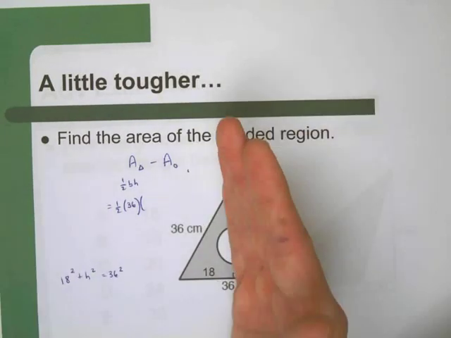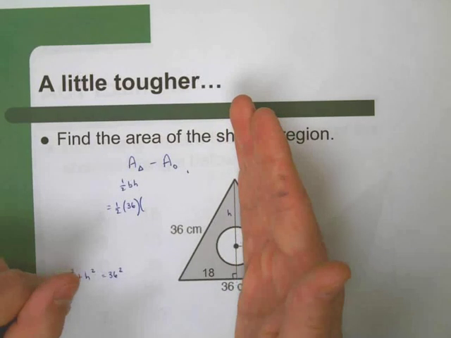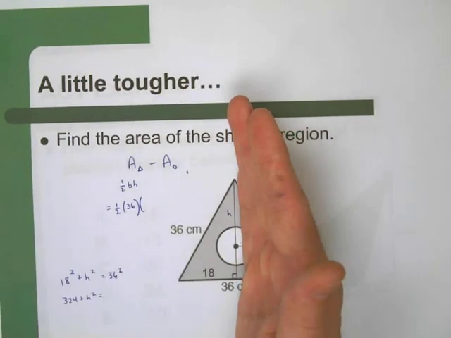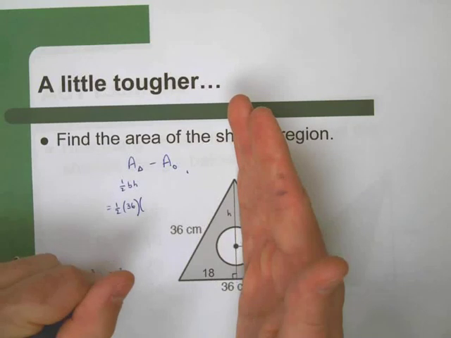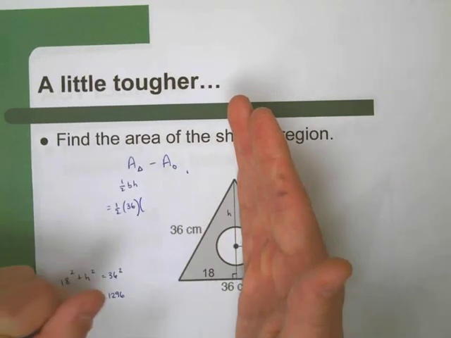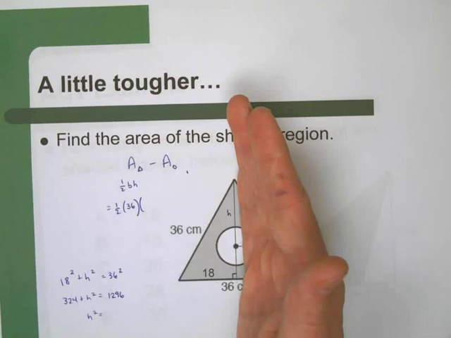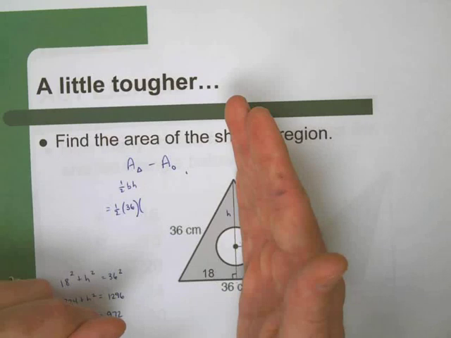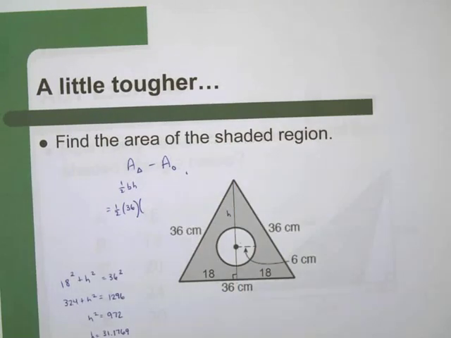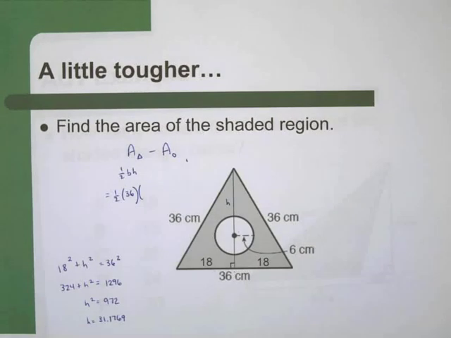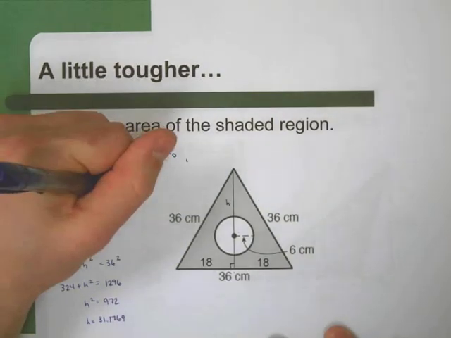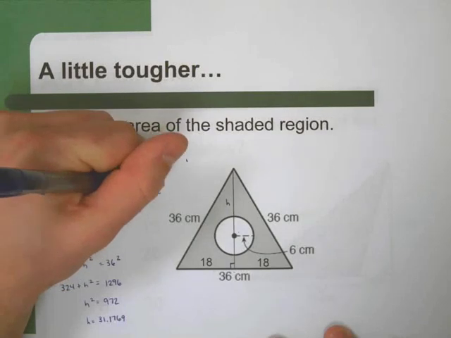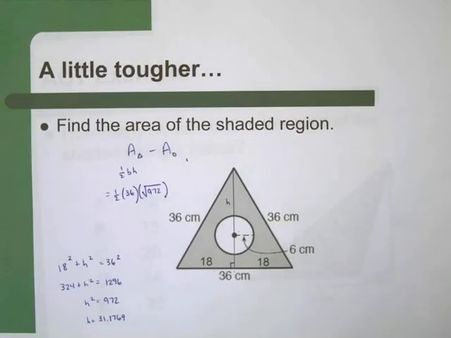Okay, a little rearranging. 18 squared happens to be 324, and 36 squared happens to be 1296. I subtract the 324 from both sides. I have 972. I take the square root of both sides, and I get 31.1769. So it's not a nice, neat number. We can leave it in a couple of ways. We can say it's the square root of 972 for now, we could break that down, or we could just leave it as 31.1769.